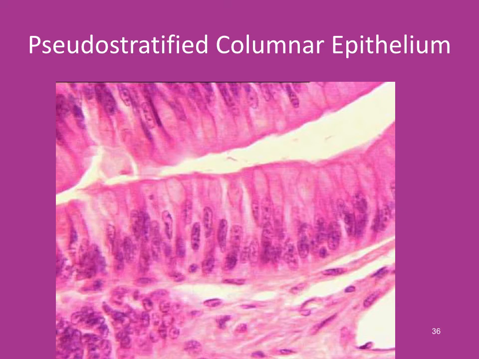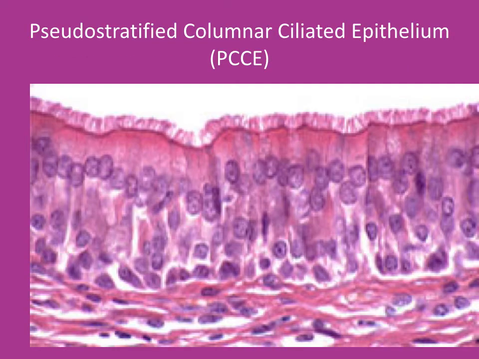So here's an example of PCCE. Here's the basement membrane down here. Here's the surface up here. These are cilia. You can't see it perfectly on this slide. And notice that the nuclei are not all at the same level, even though it is a simple epithelium that's only one cell layer thick.